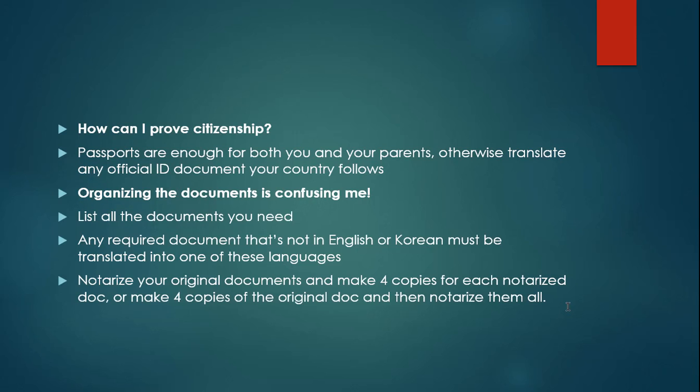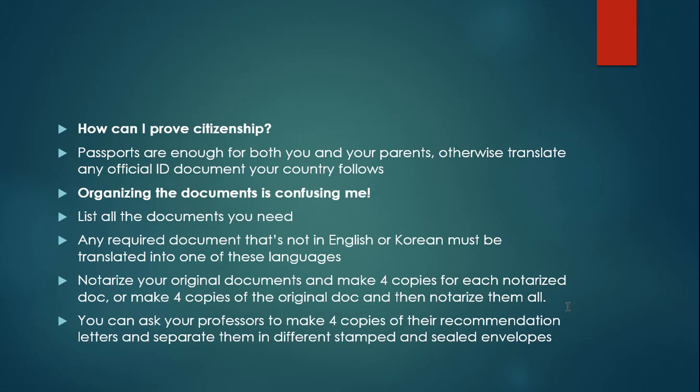Next, notarize your original documents and make 4 copies of each notarized document. So you take your original documents and then you notarize them, and then after that you make 4 copies of those notarized documents, because this is what they're asking for. Another way to do this is you can simply make 4 copies of the original document, each document, and then notarize them all. Notarize all those copies you made. I hope that was clear. Next, you can ask your professors to make 4 copies of their recommendation letters and separate them in different stamped and sealed envelopes. This is for the recommendation letters, and I have talked about this in the previous question.